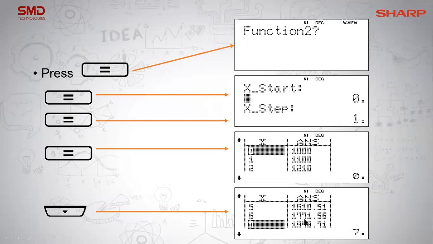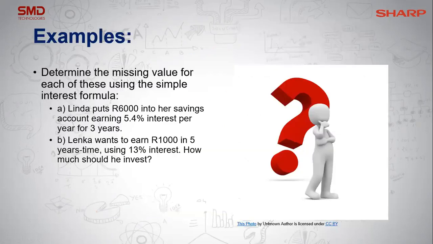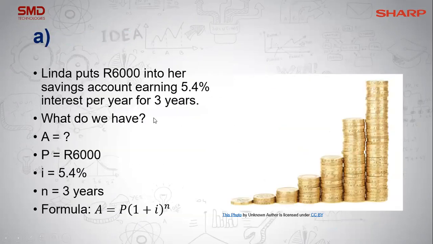Okay, so here is your compound interest. I just did it as an individual graph on this example, but it was really nice to see and compare across the two of them. Okay, so let's do an example on compound interest. So obviously I've put these questions again into the next one. So Linda put 6,000 Rand into her savings account, earning 5.4% interest per year for 3 years.